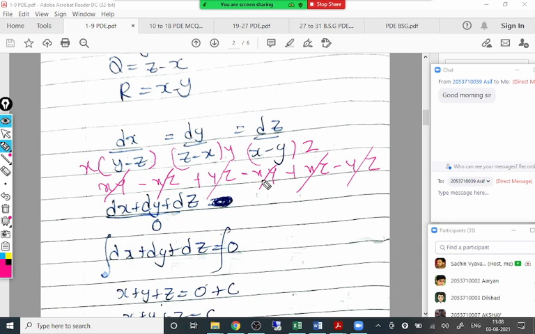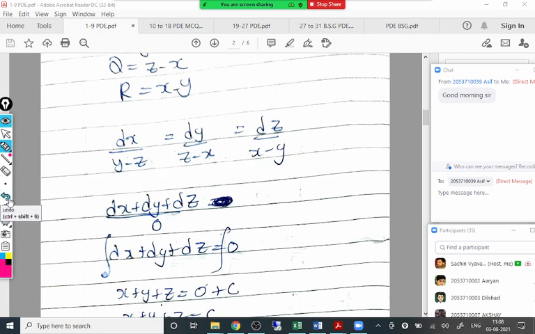So just you can write it. This is just a cross-checking, no need to write this. What you can do is say 1, 1, 1 are the multipliers.